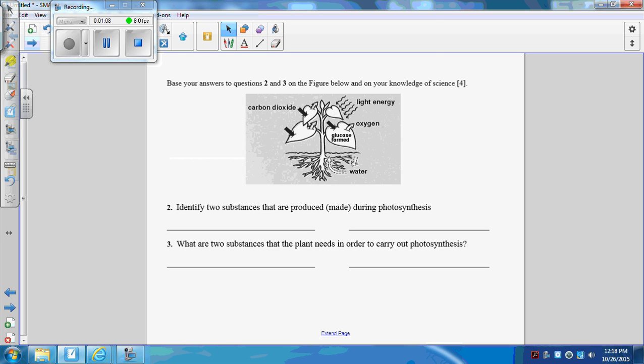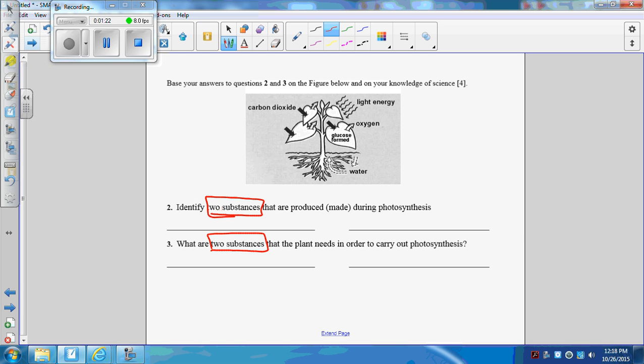On this page, identify two substances. Here's where many of you had difficulties. A substance is a piece of matter, so it's not energy. So you have to use these words to understand what they're asking. So number two, you guys did okay. Identify two substances that are produced. What is made during photosynthesis? Well, you all know that the plant makes glucose and it also makes oxygen. If you didn't know that, you look at the diagram. See what's coming out? Glucose and oxygen.